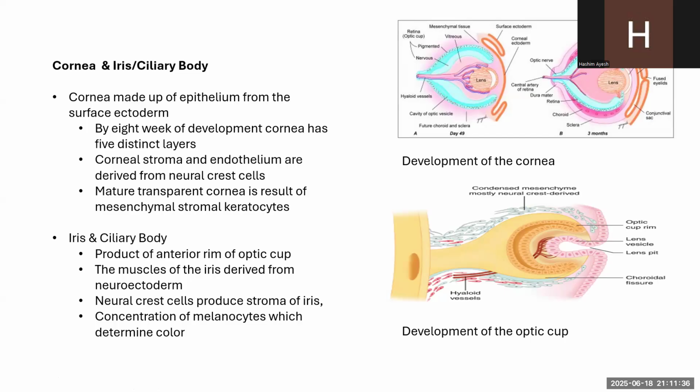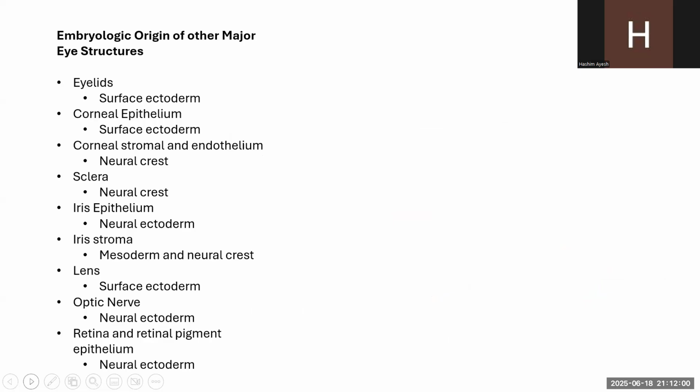Now for the iris and ciliary body, both are a product of the anterior rim of the optic cup. The muscles of the iris are derived from neuroectoderm. Neural crest cells produce the stroma of the iris. Concentration of melanocytes determines color. It is these melanocytes which produce the melanin.